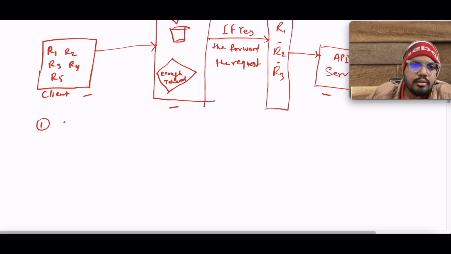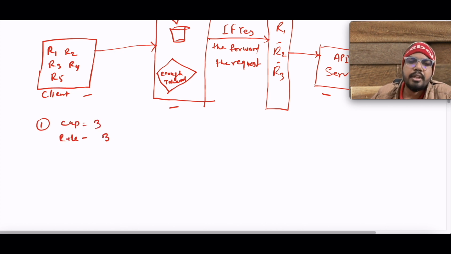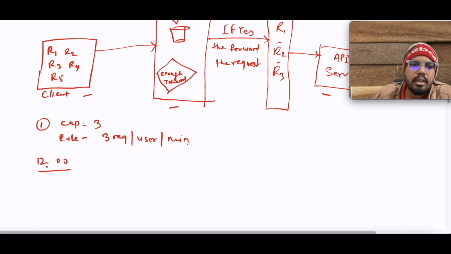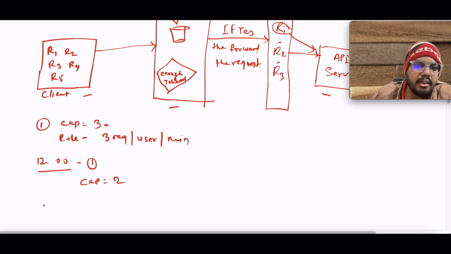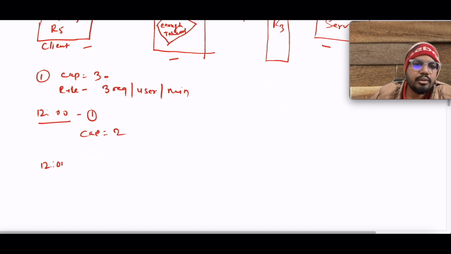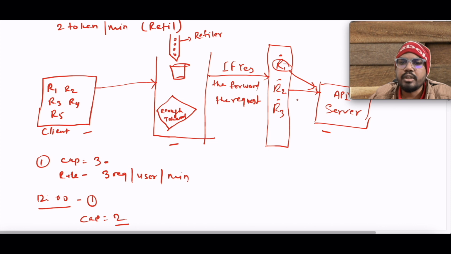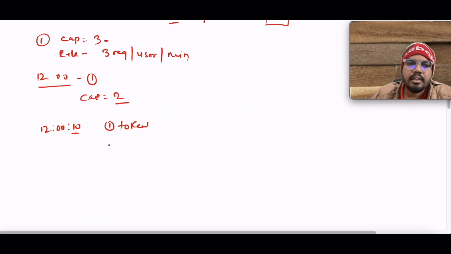Let's take another example. Suppose the bucket capacity is 3 and the rule is 3 requests per user per minute. If the user makes a call at 12:00, at that time the bucket is full. The request will take one token from the bucket and the first request will come to the server. Now the capacity will be 2. Now the user makes the next call at 12:00 and 10 seconds. At that time the capacity is 2, so the user will take one token from the bucket and make the call. The request will reach the server, and after that the capacity will be 1.